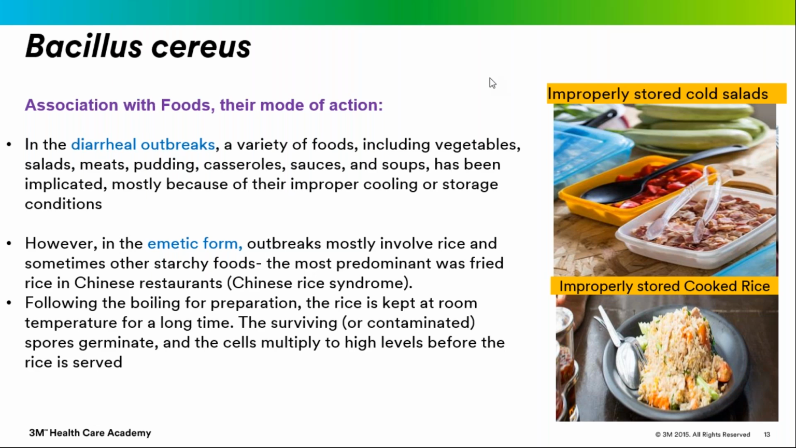The most predominant was fried rice in Chinese restaurants, which is also called Chinese rice syndrome. If you see the slide over here, just imagine improperly stored cooked rice. Following the boiling in preparation, the rice is kept at room temperature for a long time. In such a case, the surviving or contaminated spores germinate and the cells multiply to high levels before the rice is served. Hence, rice is one of the good carriers for Bacillus cereus.